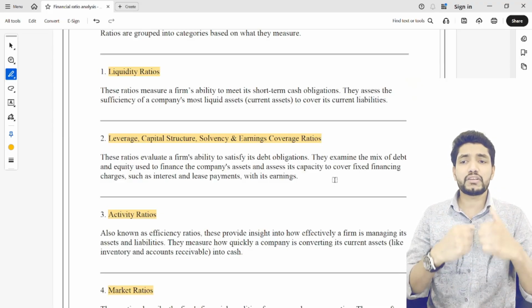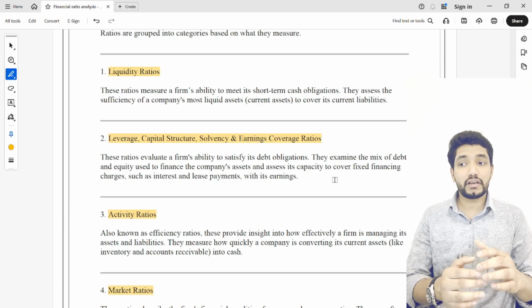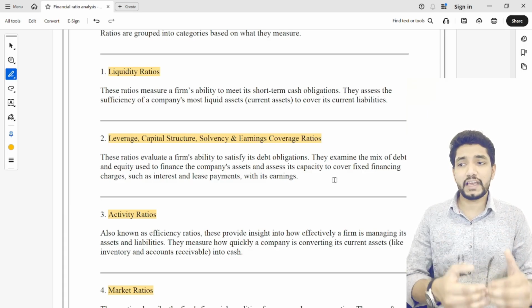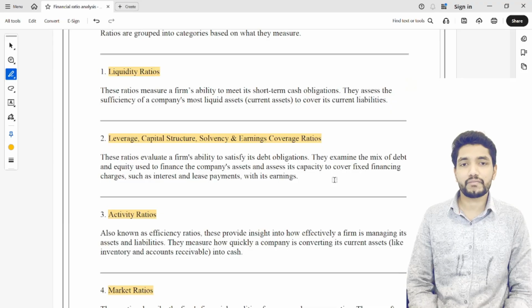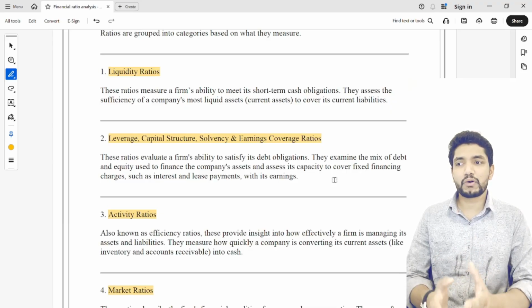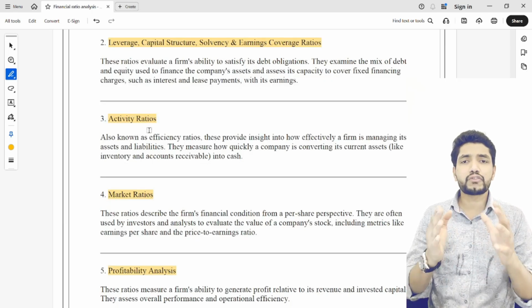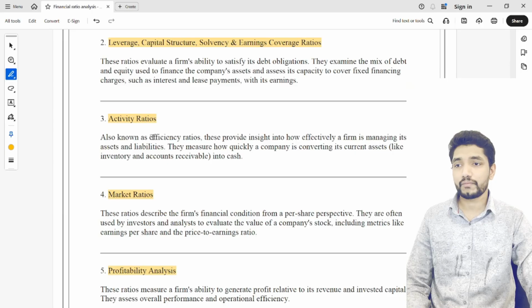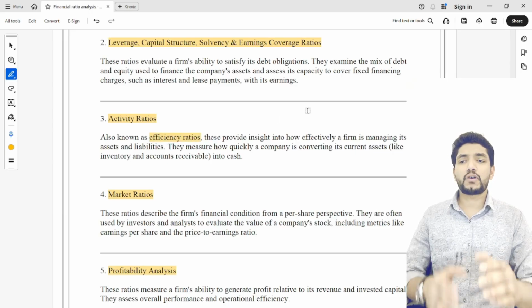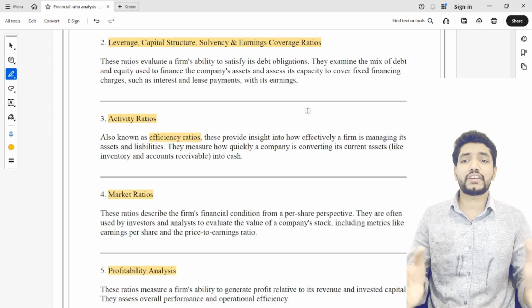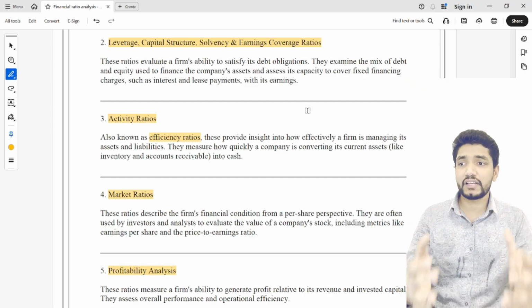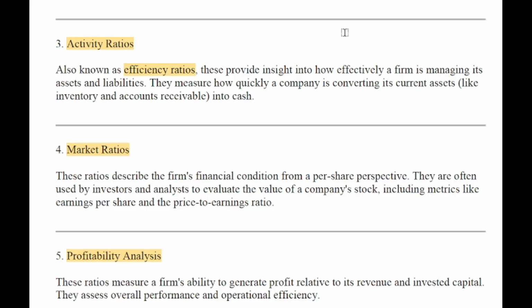Also its ability to pay its financing charges like interest and lease payments. So this is about the leverage ratio. When it comes to activity ratios, they are also called efficiency ratios. These ratios provide insight into how efficiently a firm is managing its assets and liabilities.